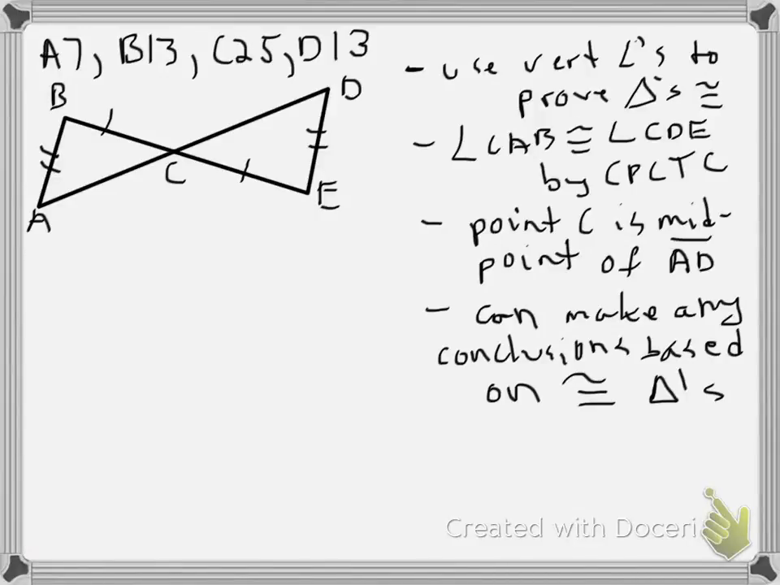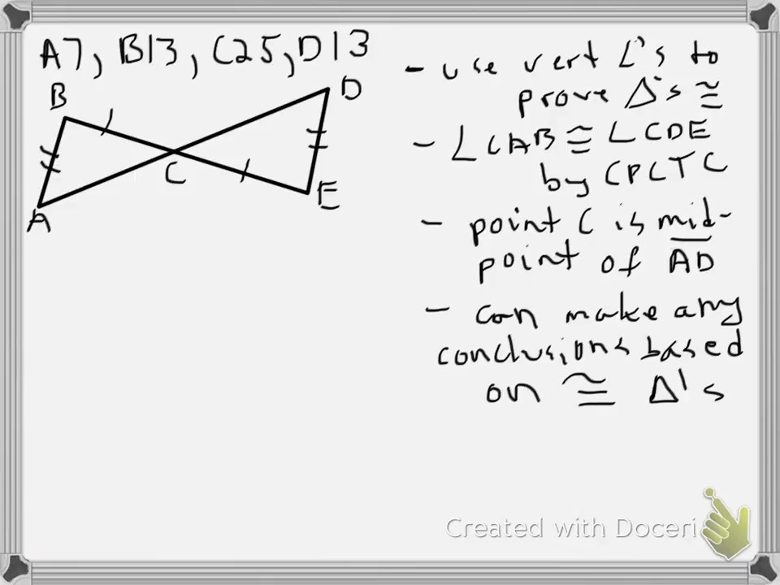Okay, this is question 7 from test A. It was question 13 on test B, 25 on C, and question 13 on D. And you may have these answer choices in different orders, but we're going to go through and check on all these. So the first thing we notice is we've got a set of sides right here.